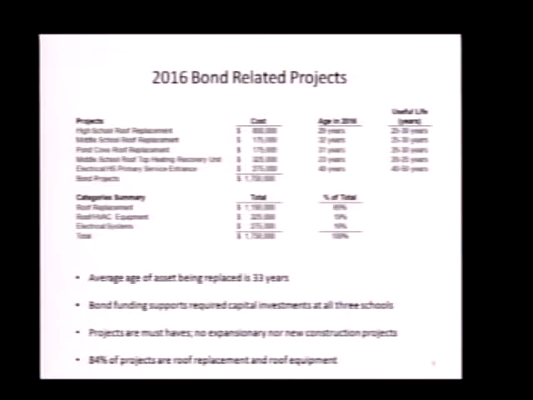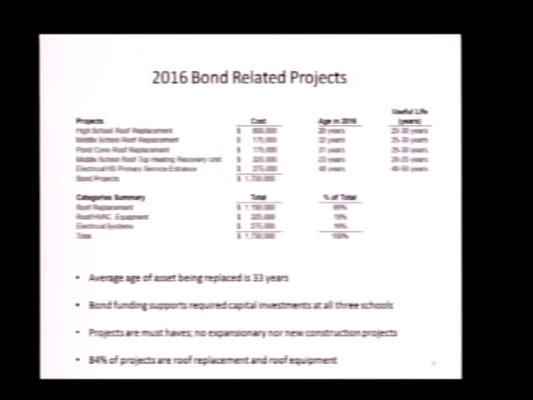Pond Cove roof replacement, $175,000. The age of that roof in 2016 will be 31 years. The useful life would be 25 to 30 years. Middle school rooftop heating recovery unit, $325,000. The age in 2016 when the work would be done would be 23 years. The useful life is 20 to 25 years. The electrical primary service upgrade at the high school, $275,000. The age of that asset in 2016 would be 48 years.